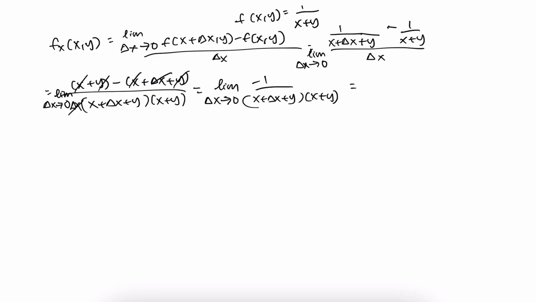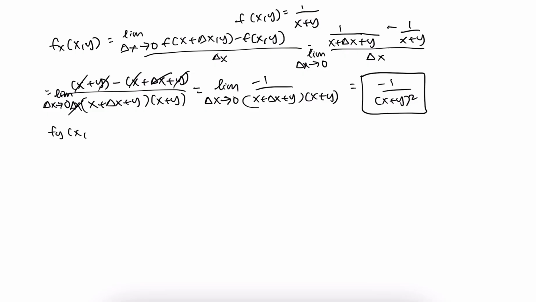And if we just substitute delta x for 0, we get negative 1 over x plus y squared. And if you try to do it without the limit definition, you'll see that you get the same answer. So now we're going to do it with respect to y.